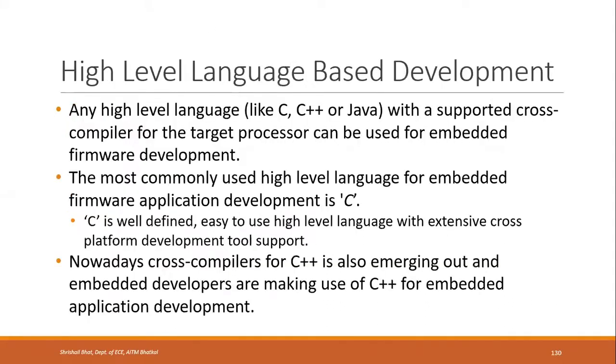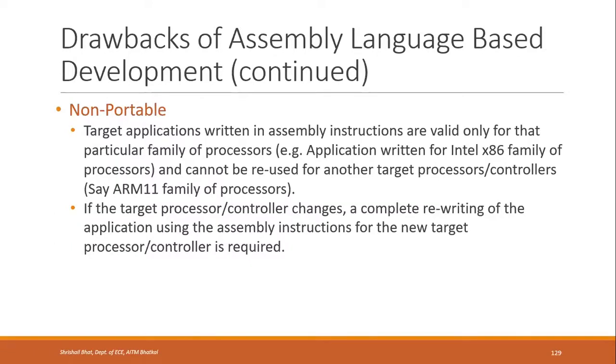So these are the drawbacks of assembly language based development. Today we have seen the embedded OS based approach in embedded firmware development, and then we moved on to embedded firmware development languages. We have seen assembly language based development, how assembly programs are written, how they are converted to hex code, and what its advantages and drawbacks are. In the next class, we will see high level language based development, how it is converted to hex code, and its advantages and drawbacks.